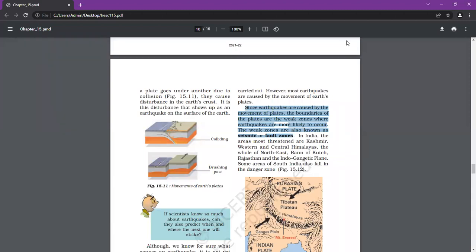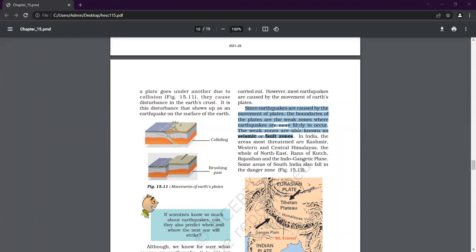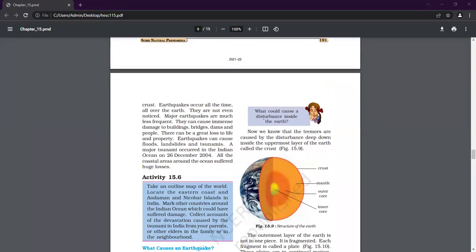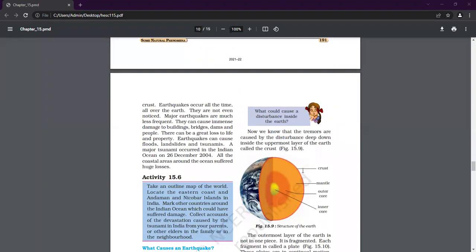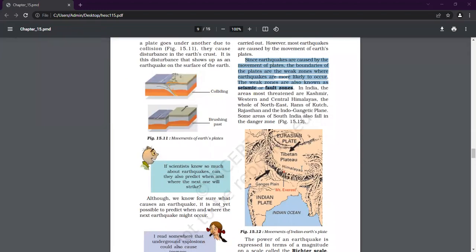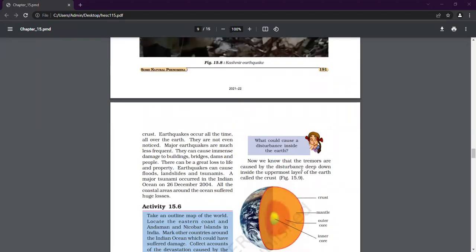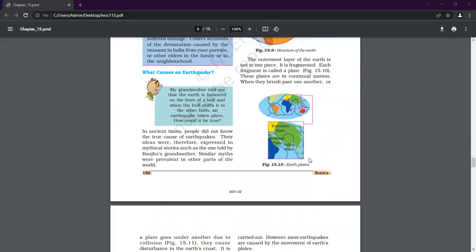अब देखेंगे आप, क्योंकि ये जो प्लेट्स होती हैं दे अगेन एंड अगेन रब ओवर ईच अदर, दे अगेन एंड अगेन कोलाइड विद ईच अदर. दैट्स व्हाई द बाउंड्री ऑफ द प्लेट्स, एंड आई विल शो यू द डायग्राम. फ्रॉम द डायग्राम इट विल बी properly understood, I think. Yes, all of you see this particular diagram. Yes, so all of you see figure 15.10.